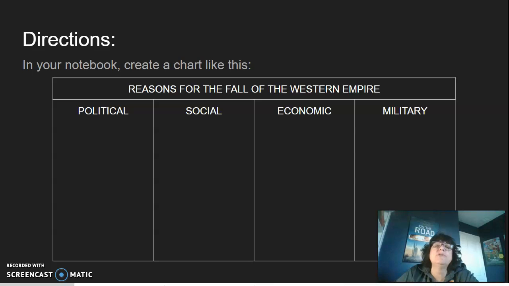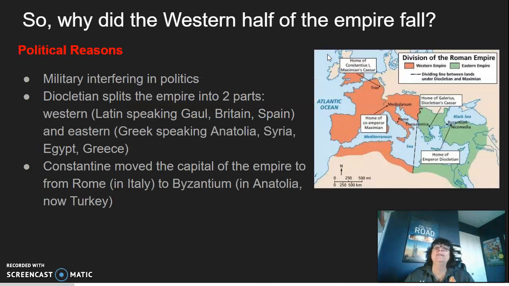So you want to just draw a little chart: political, social, economic, and military. What were the reasons that the West falls? So let's take a look at that. You're going to draw this in a chart. You can pause this video. In class, I'd be waiting a few minutes while everybody drew it, but I'm not going to pause. You can pause the video once you've drawn the chart and then fill it out.